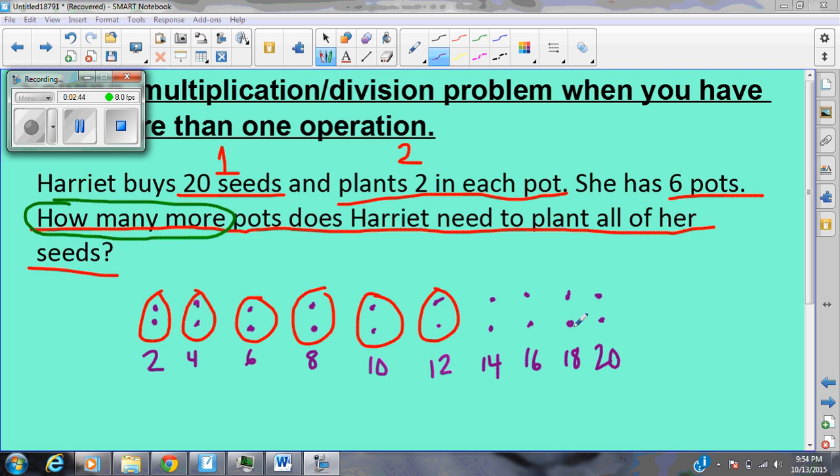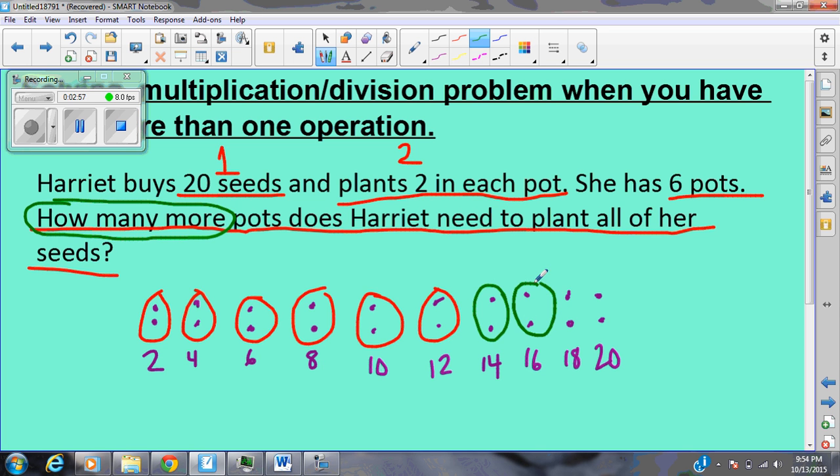So right now, I've counted up to 20 seeds, and I can see that there are groups left over that she did not have. So this is what she doesn't have. So I'm going to take, she doesn't have 1, 2, 3, 4. And so I can see that I had to make 4 more pots for her, which does answer the question, how many more pots does Harriet need to plant all of her seeds? She needs 4 more pots.